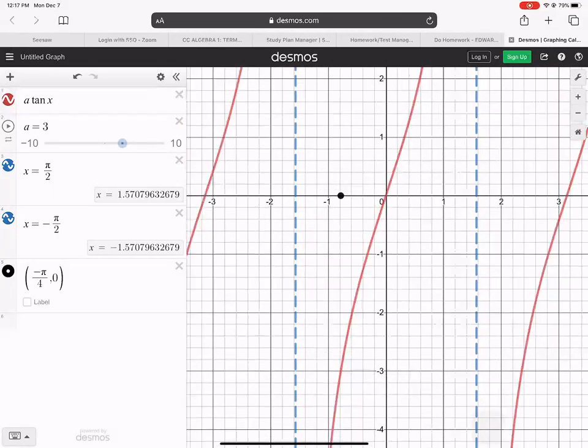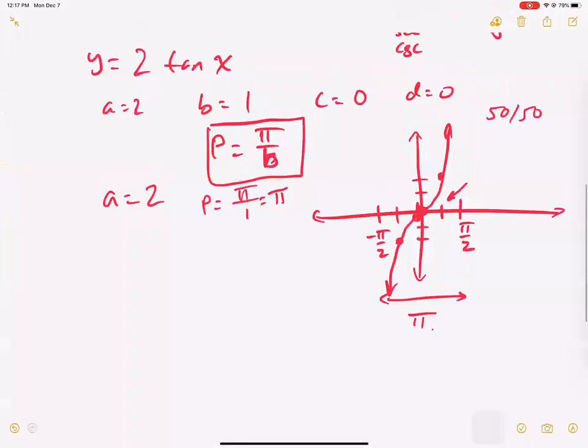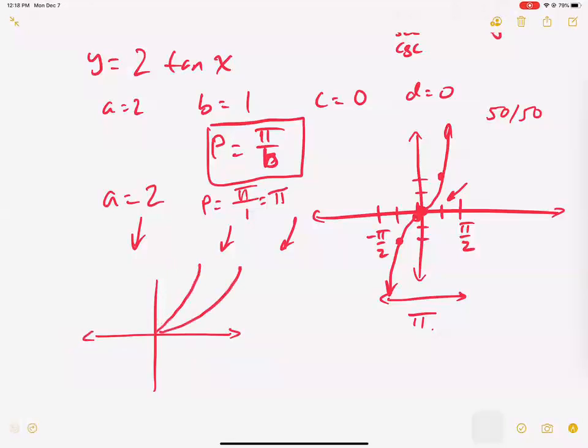So why am I bringing this up? Because these graphs are actually really easy. I'm going to graph this one more time. Here we go. Graphing my 2, my pi, my C and D are both 0. Let's do this one more time. Since this is a tangent graph, this is a 50-50 graph. That means half on one side, half on the other. How far do I go? Am I way over here? Am I over here?